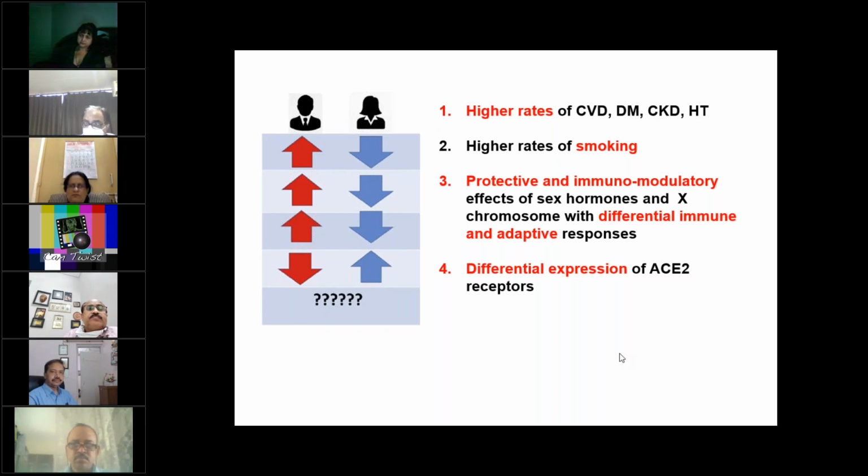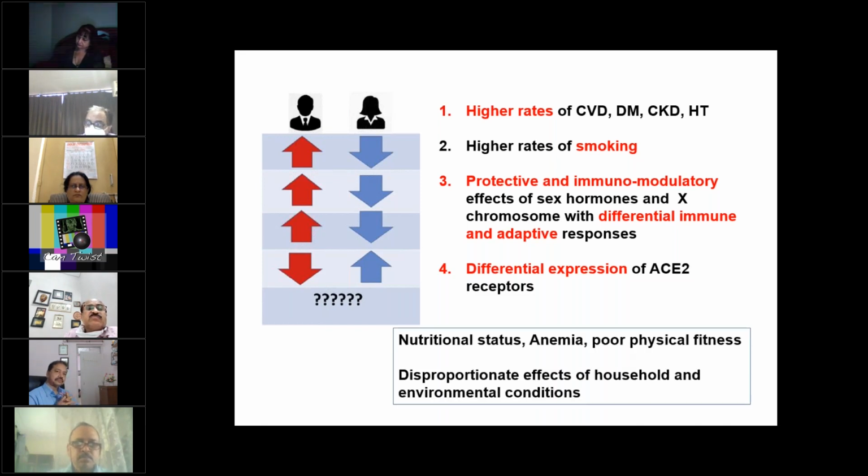But the hypothesis for why Indian females do badly, in a recent editorial in the Lancet in response to that paper, said that perhaps the nutritional status of the Indian females was worse. They were anemic, had poor physical fitness, and probably due to their greater contribution to household work and environmental conditions, they sought medical help late. So that is again one thing which needs to be explored.